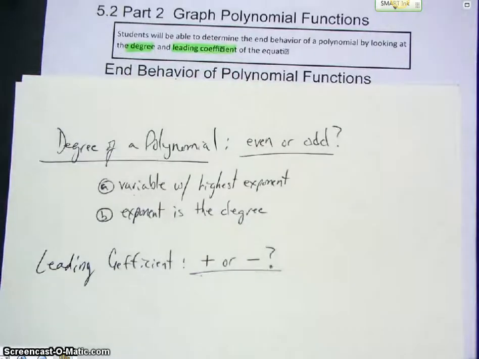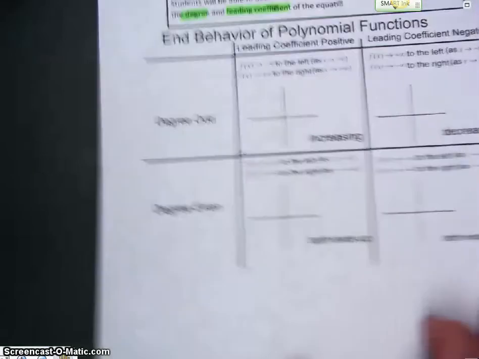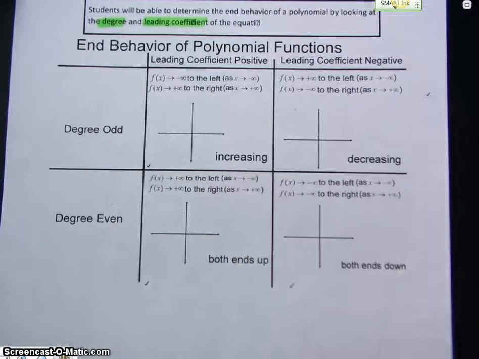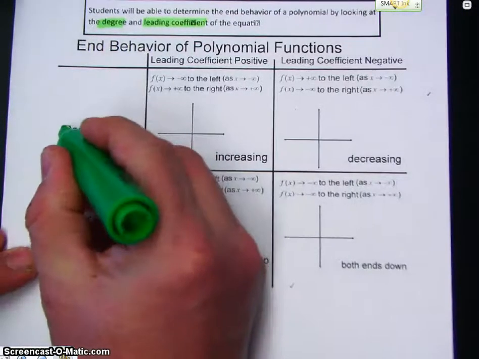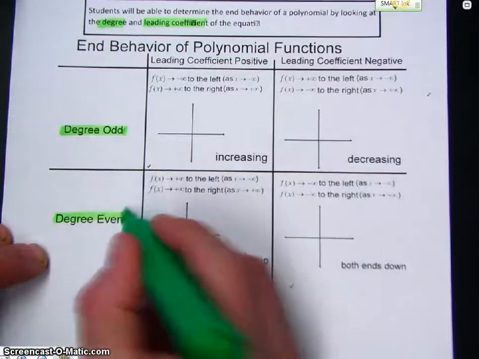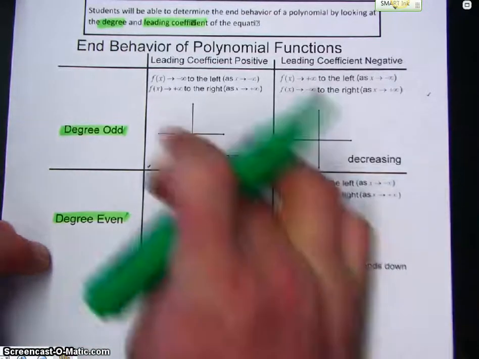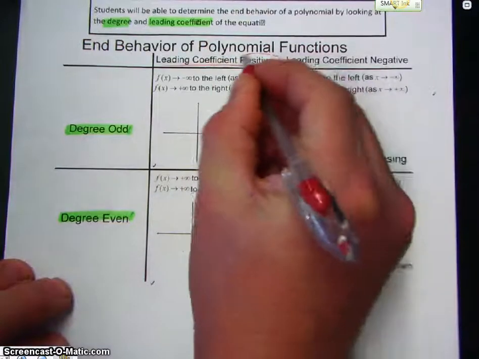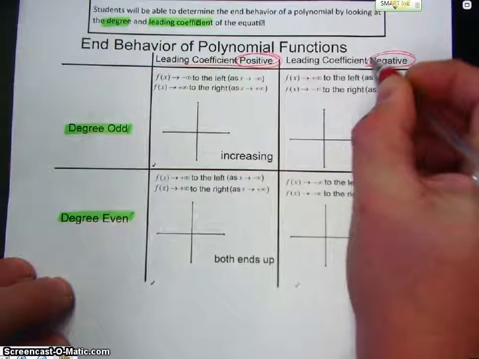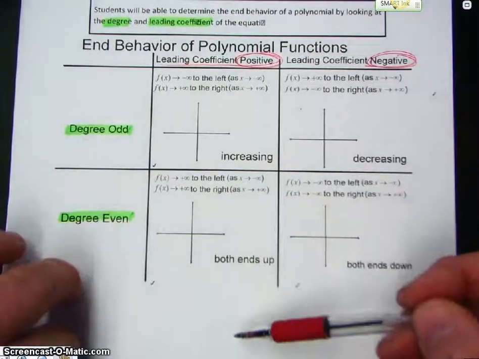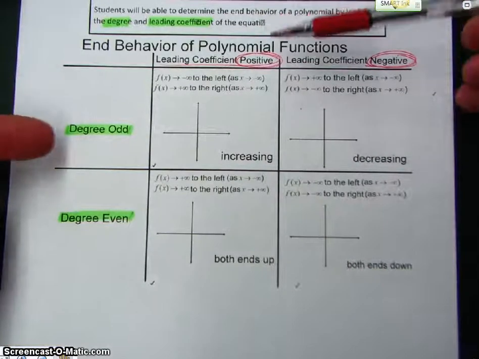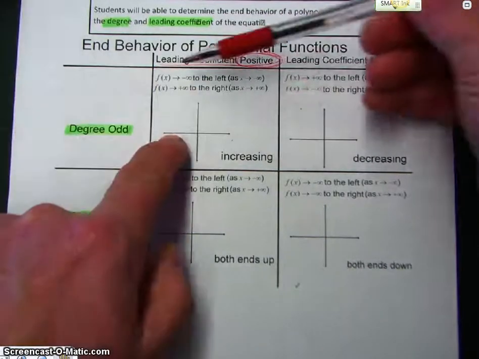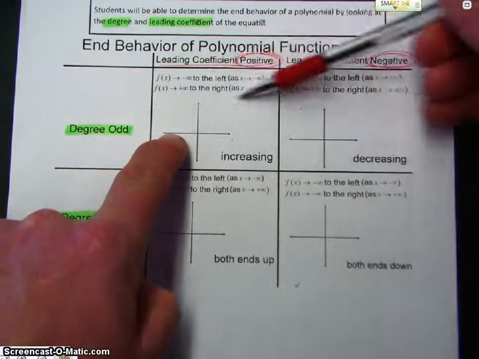So let's look at our first equation. Here's a little chart that we'll be using. If the degree is odd or even, that'll determine which row we use, and whether the leading coefficient is positive or negative determines which column we use. We're going to find those two pieces of information and then we'll be able to fill in the chart.